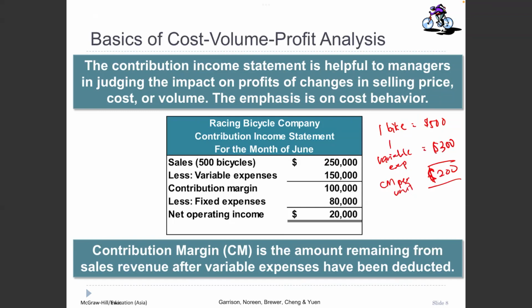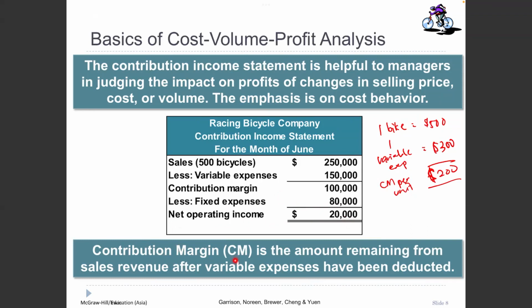$200, minus fixed expenses, which is 80,000. So we don't have a fixed expense for one unit. It is a total fixed expense. So you will get a net operating income of $20,000. So what is contribution margin?